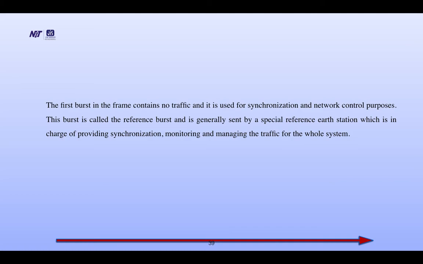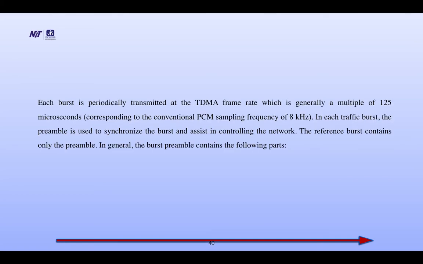The first burst in the frame contains no traffic and it is used for synchronization and network control purposes. This burst is called the reference burst and is generally sent by a special reference earth station, which is in charge of providing synchronization, monitoring and managing the traffic for the whole system. Each burst is periodically transmitted at the TDMA frame rate, which is generally a multiple of 125 microseconds, corresponding to the conventional pulse code modulation (PCM) sampling frequency of 8 kHz.